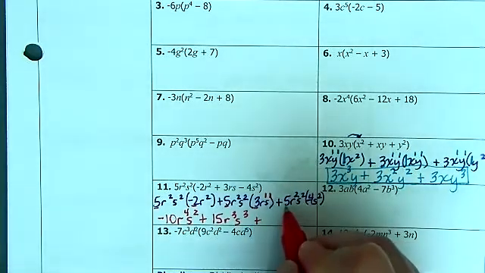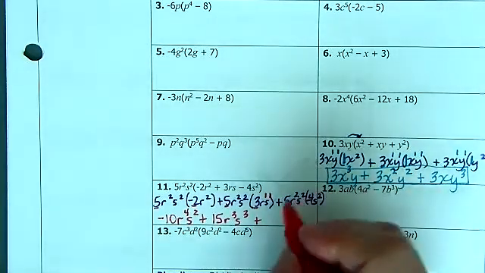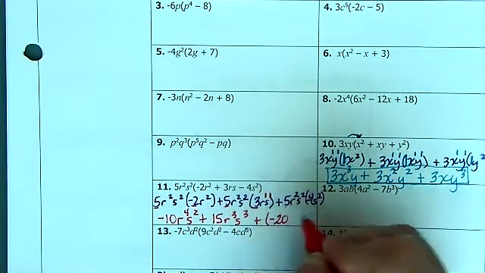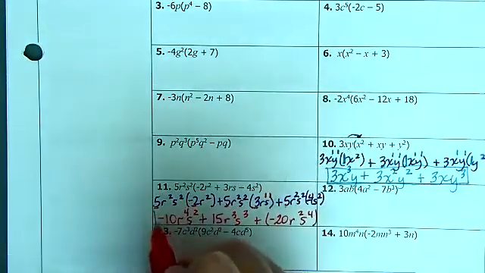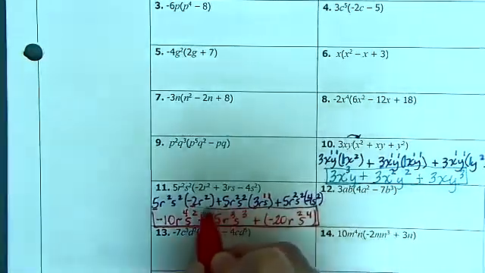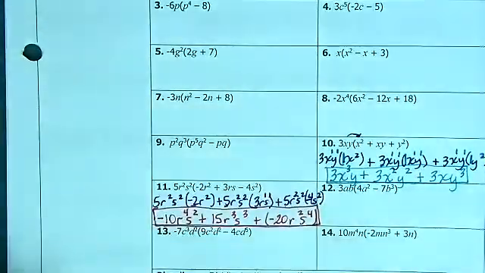Plus, 5 times negative 4. So that's going to be a negative 20 r squared s to the 4th, or you could have minus 20. Both of those are correct. And here is my final answer in correct standard form.